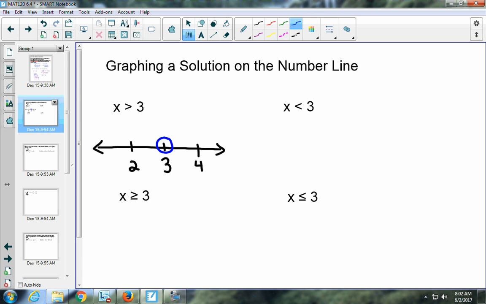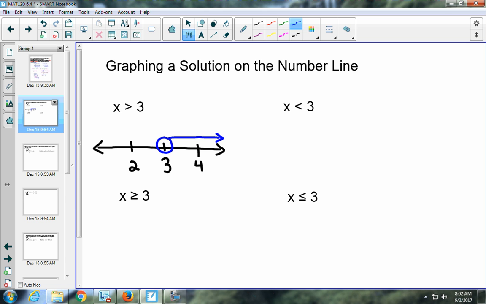And if we want all of the numbers that are greater than 3 or bigger than 3, we want all the numbers to the right on the number line. So we draw an arrow to the right of 3. That is how we represent our solution on the number line.